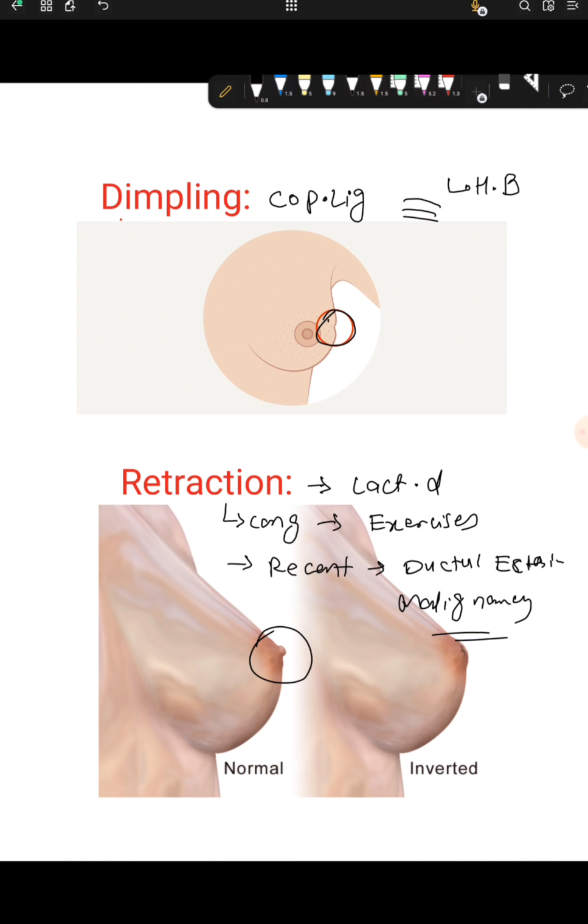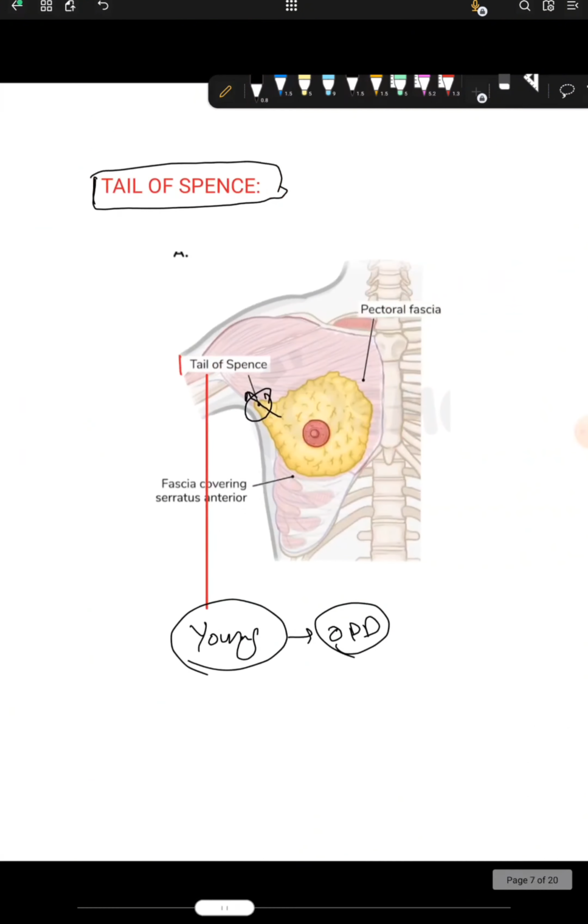Right. So this is the normal nipple and this is the inverted nipple. So if cancer is involved in the lactiferous duct. So ये जो दो पॉइंट्स हैं ये आपको पता होने चाहिए जो कि बहुत इम्पॉर्टेंट है एज़ कम्पेयर टू दिस मॉड्यूल, राइट. सो नेक्स्ट वन इज़ द टेल ऑफ स्पेंस.